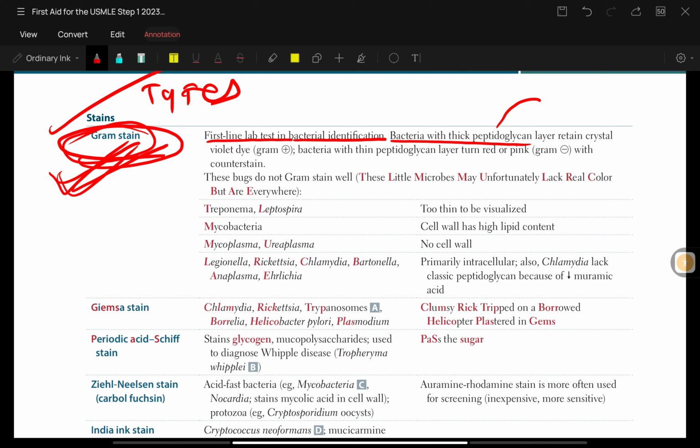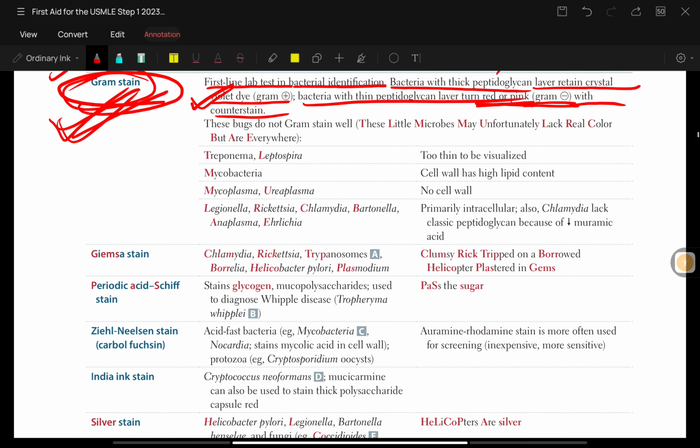thick peptidoglycan. Peptidoglycan, which is part of the cell wall layers, retains crystal violet dye. For Gram positive, as Gram positive bacteria have a thick cell wall, that is a peptidoglycan layer, it retains crystal violet dye. Similarly, bacteria with a thin peptidoglycan layer turn red or pink, that is Gram negatives with counterstain.